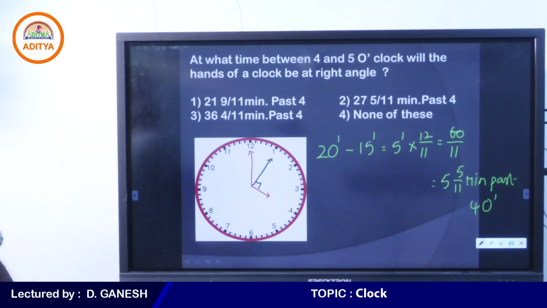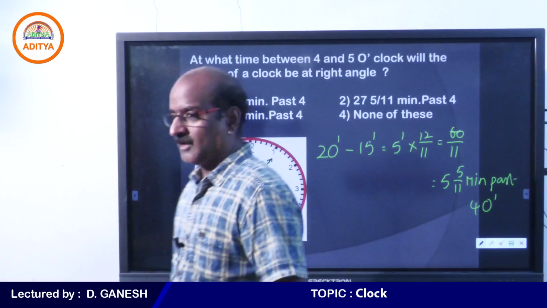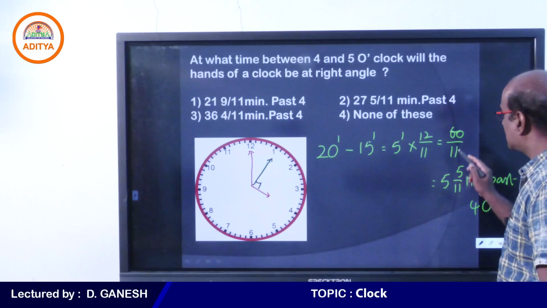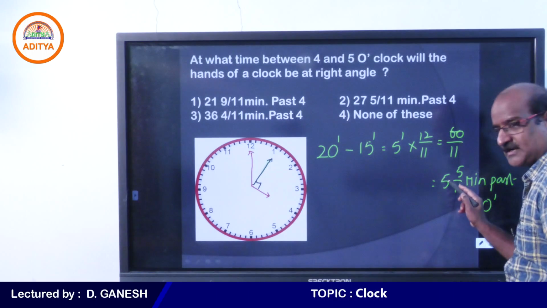But unfortunately, you don't have the same in the answer. Yeah, you are asking me to explain that mixed fraction? Yes, I'll explain. Student, you see that 60 by 11. How many times does 11 get cancelled in 60? 5 times, 55.